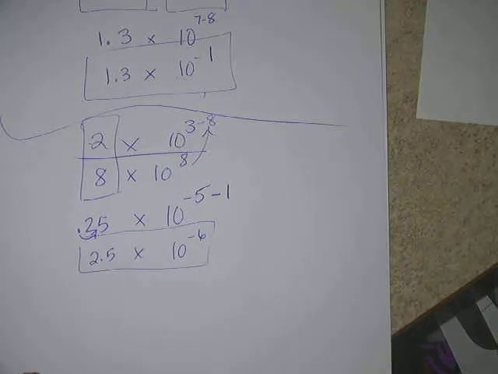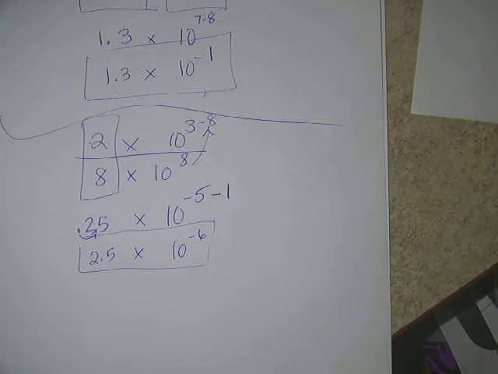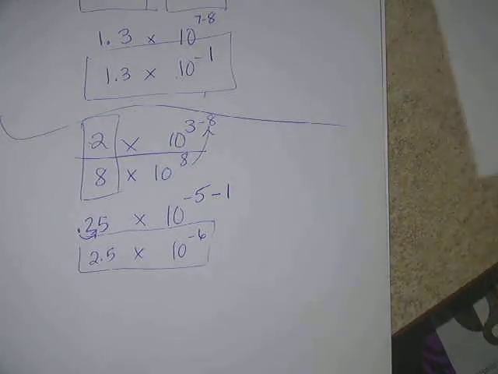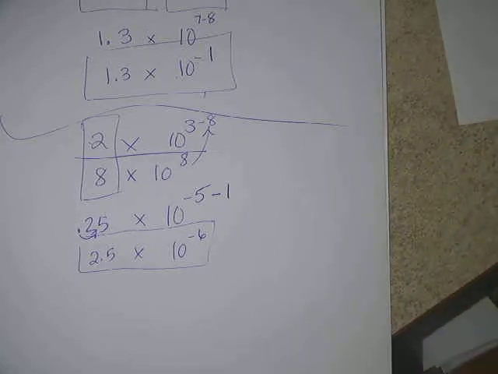Now, this is a case where this is not between 1 and 10. We are going to adjust this. It's going to move 1 to the right, so we subtract. So this would be 2.5 times 10 to the negative 6.